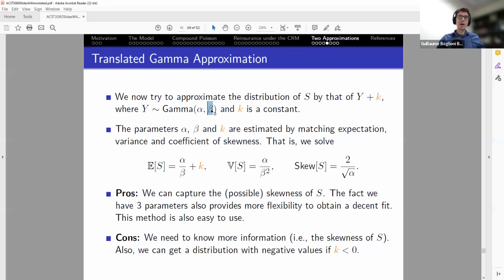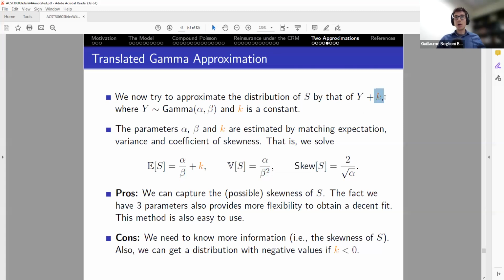parameters of the translated gamma, alpha, beta, and K, such that their moments match the expectation of S. Now, you know that for a translated gamma, the mean is going to be this, because it's just the mean of Y plus k. What's the variance of a translated gamma? Well, the addition of a constant doesn't change the variance at all. So the variance of Y plus k is exactly the variance of Y, so it's exactly this, alpha over beta squared.